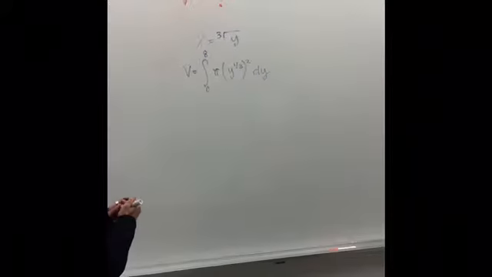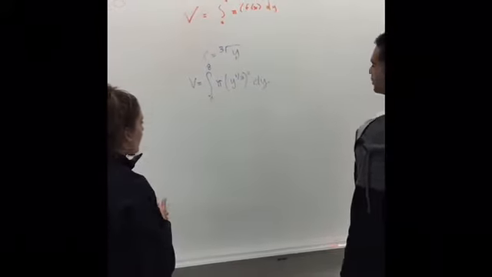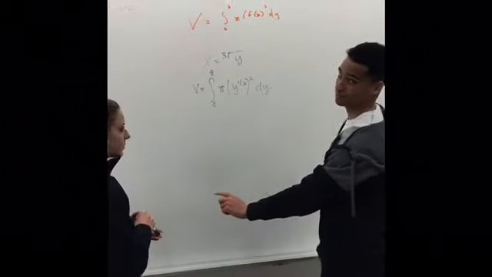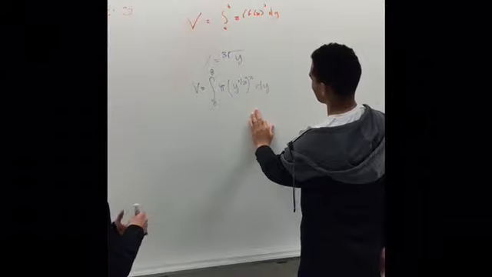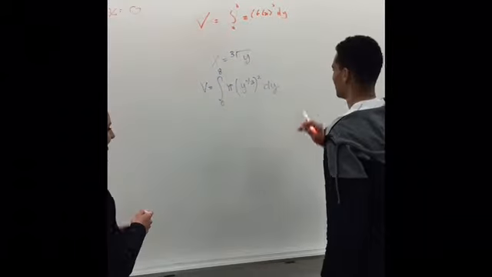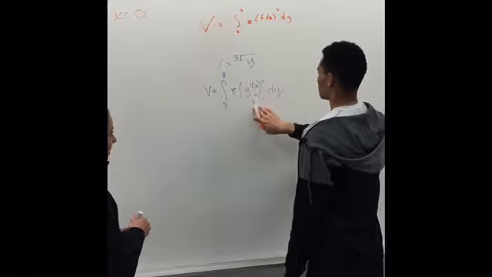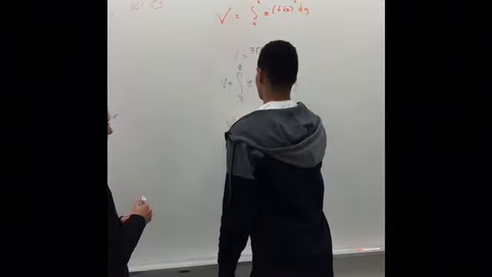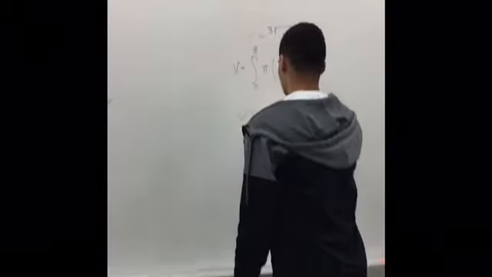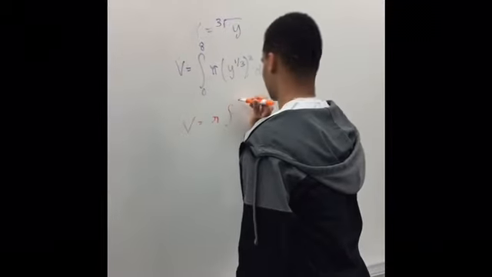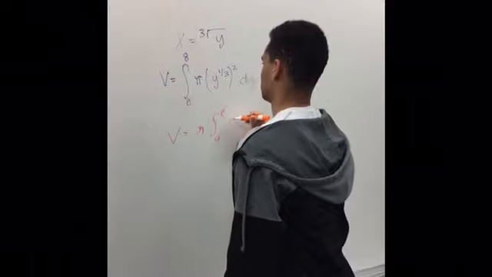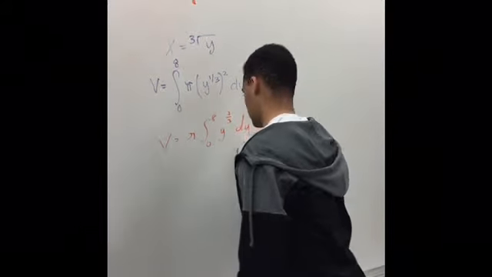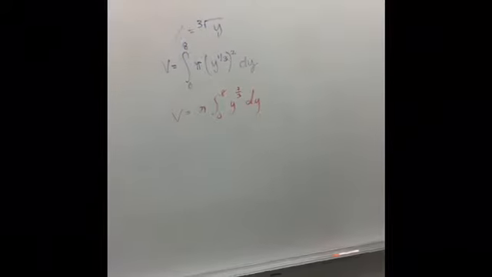All right, Eric, what do you do now? Well, we could take out the pi because it's a constant. And remember, you don't write that in decimal form either. You just keep it as pi. Okay, and then we can square this y. So do that for me. Okay. Integral from 0 to 8 of y to the 2/3 dy. Good job.